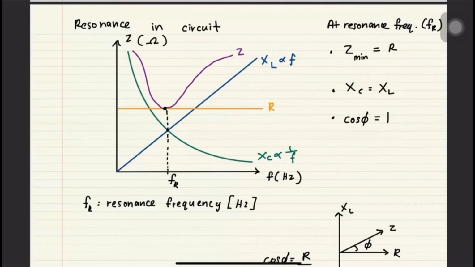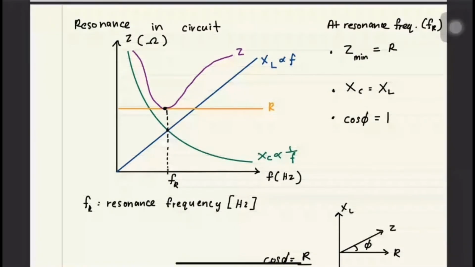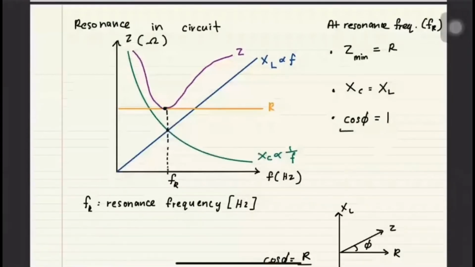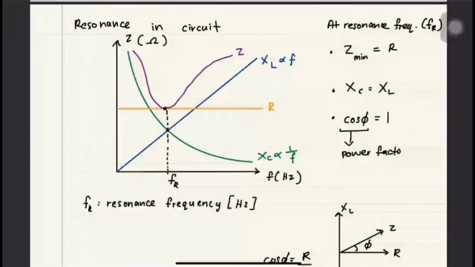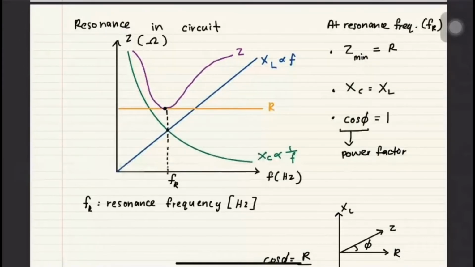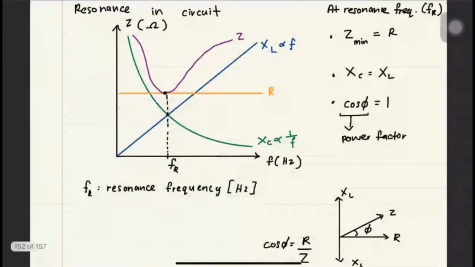Cos phi we will learn in a moment in the next topic. Cos phi represents the power factor. Power factor indicates the efficiency of an electrical appliance. It means that if the power factor is 1, it is at maximum efficiency. It is the most efficient, meaning the power given is equal to the power received. Later we will discuss further about this power factor.